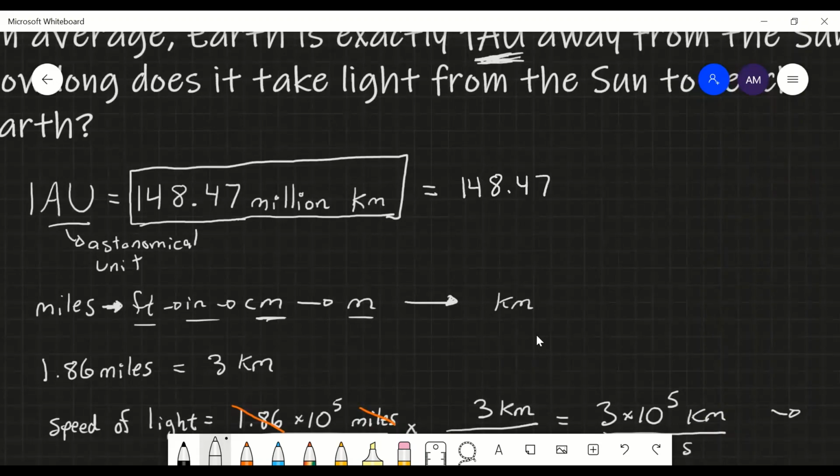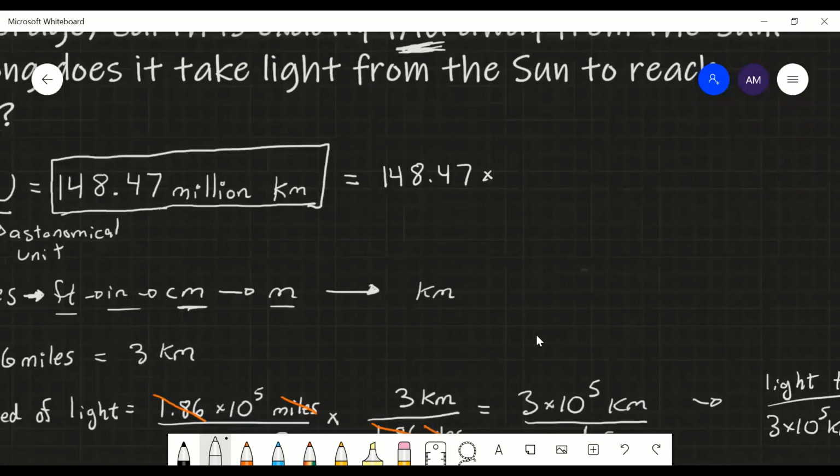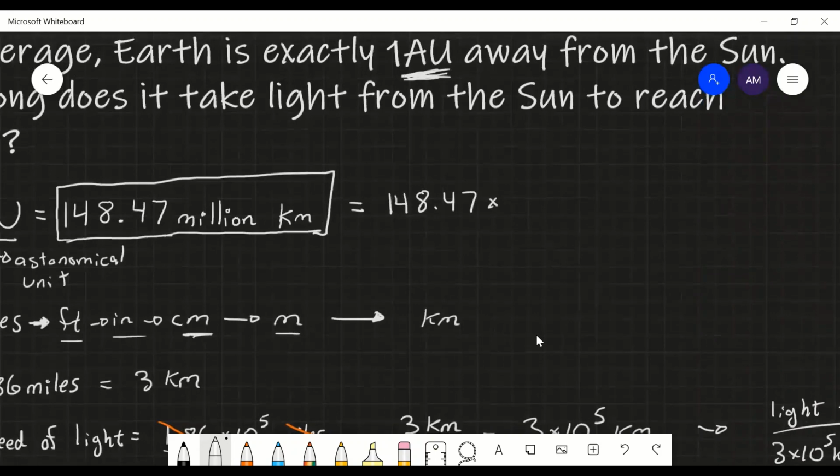millions of kilometers. Well, how much is a million? Well, a million is 1 with 6 zeros. So a quicker way of writing that would be 10 to the power of 6. That just means 1 and then 6 zeros after it. Kilometers.